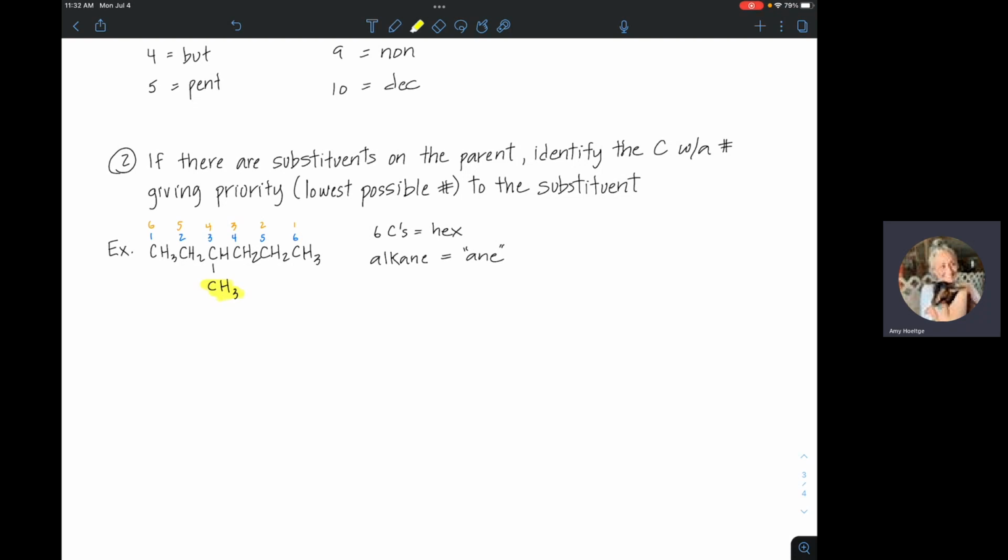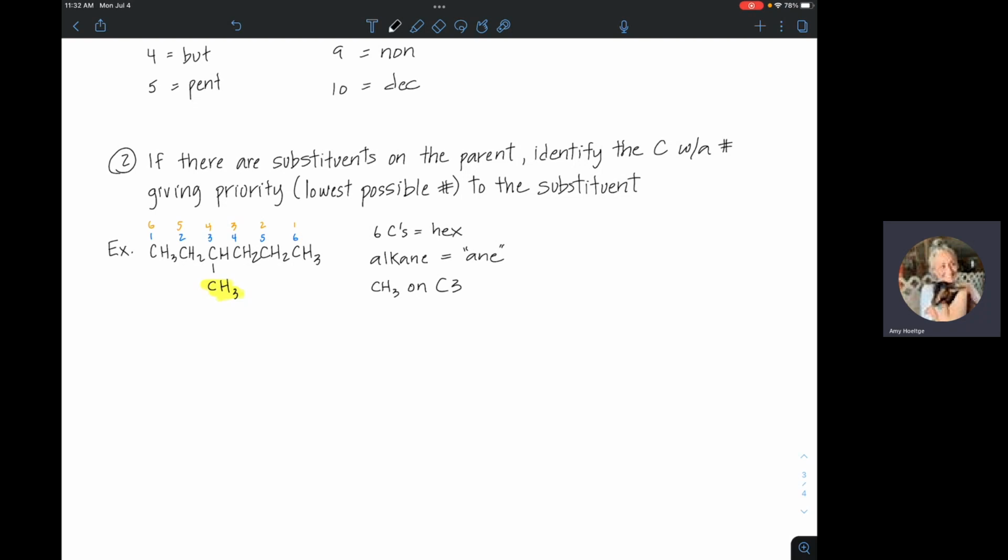So the second rule that we're going to follow is to give that substituent priority. In other words, we're going to give it the lowest possible number. I could have numbered from right to left. I could have numbered from left to right. If I number from left to right, the methyl group falls on carbon 3. If I number from right to left, the methyl group falls on carbon 4. So I'm going to say that I have a methyl group on carbon 3.